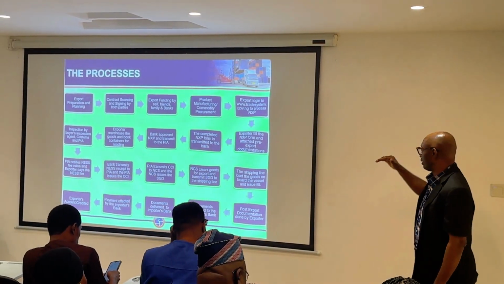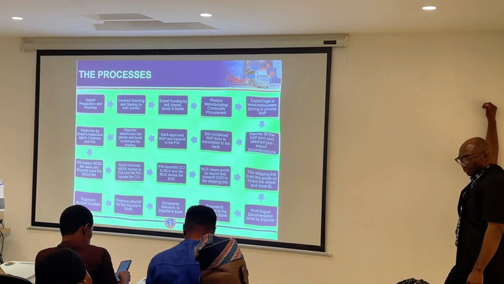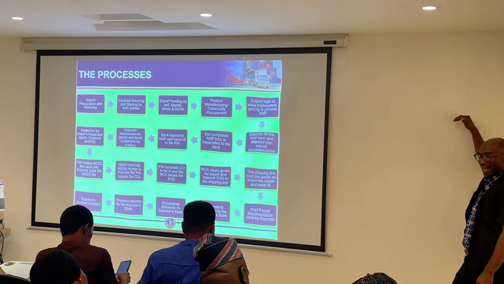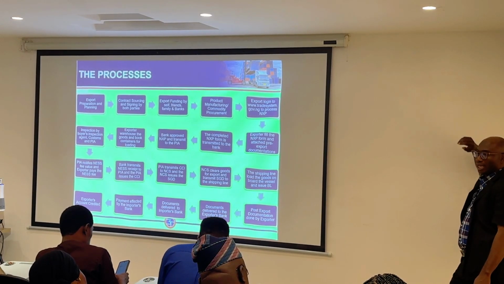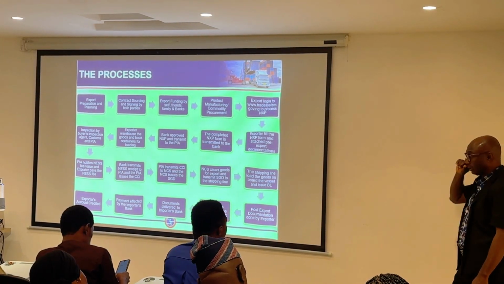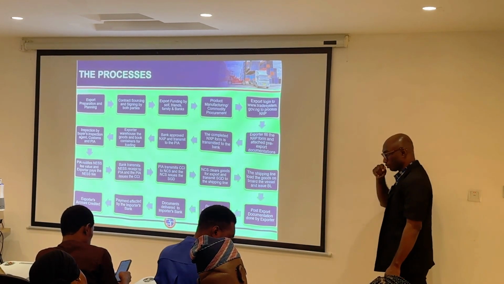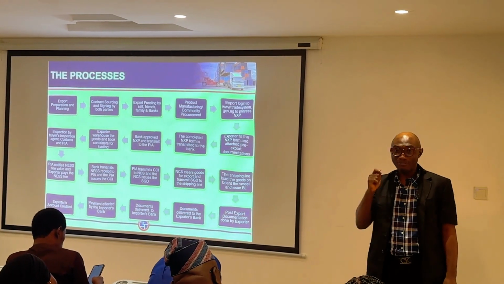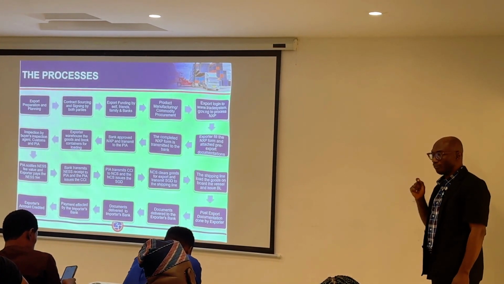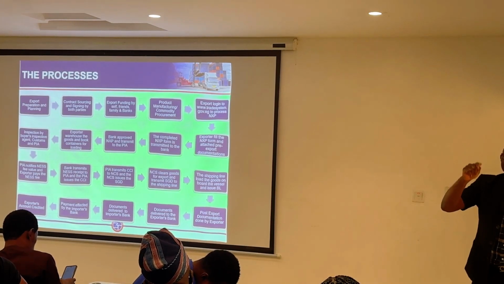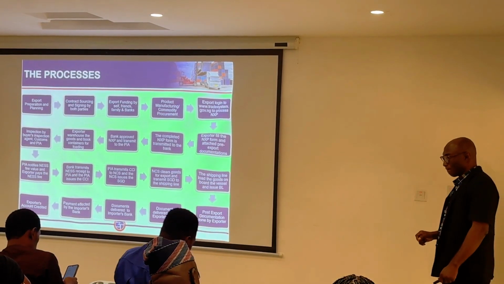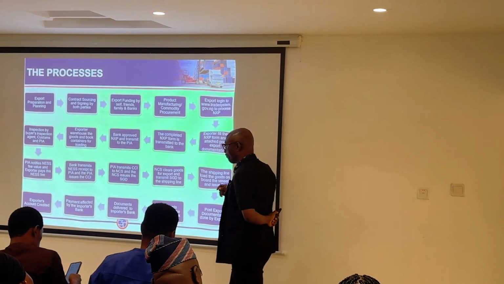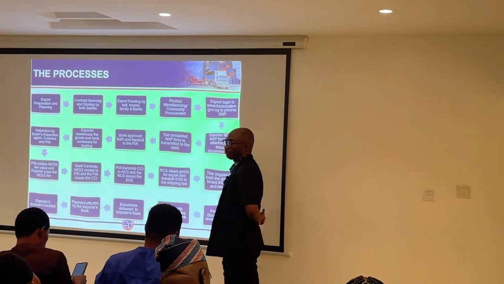Number one, name of buyer and seller. Number two, address of buyer and seller. Number three, description of goods. Number four, quality specification.